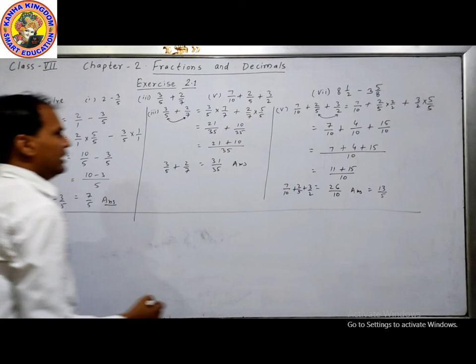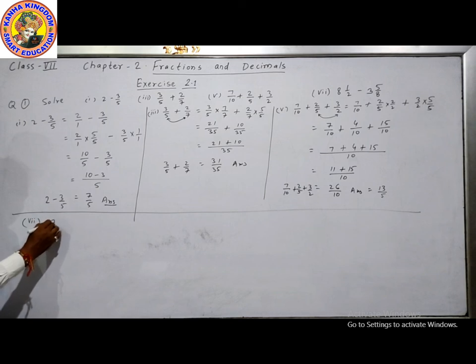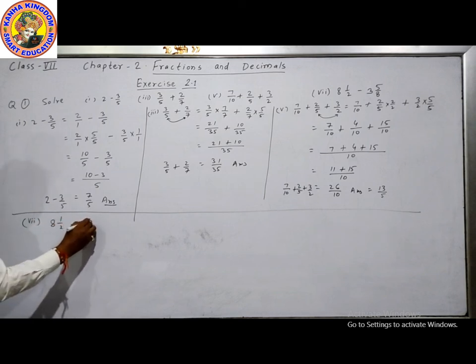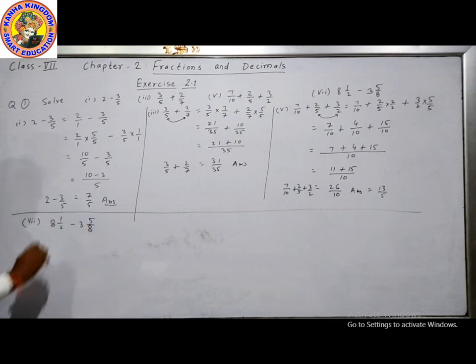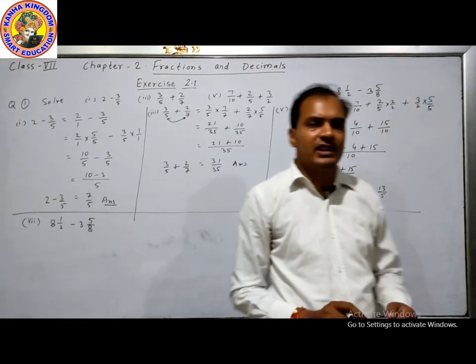I am taking the next question, question number 7. 8 1 by 2 minus 3 5 by 8. These are mixed fraction numbers. We will change them into normal fractions.